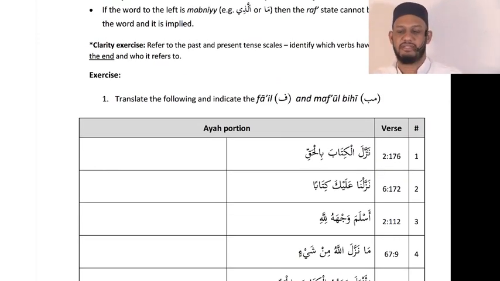So, for example, nazzala al-kitaba bil-haqq. You must check where is the fa'il, where is the maf'ul bihi, and translate. So nazzala means what? Sent down. I'm looking for the fa'il, I look at the end. Remember, these ones have nothing at the end, so I look left, I see nothing there. So it must be inside. So nazzala means he sent down. Al-kitaba, that's the maf'ul bihi, the book, bil-haqq, with truth. So the fa'il is the "he" inside, and kitab is the maf'ul bihi.